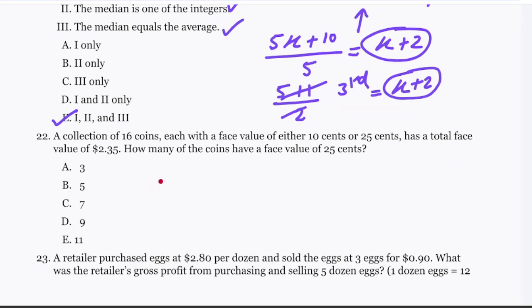Okay. A collection of 16 coins, each with a face value of either 10 cents or 25 cents, has a total face value of $2.35. Now, how many of 25 cents? Now, let's say 10 cents we have X and 25 cents we have Y. Now, the total number of coins we have X plus Y, that is given to me 16.